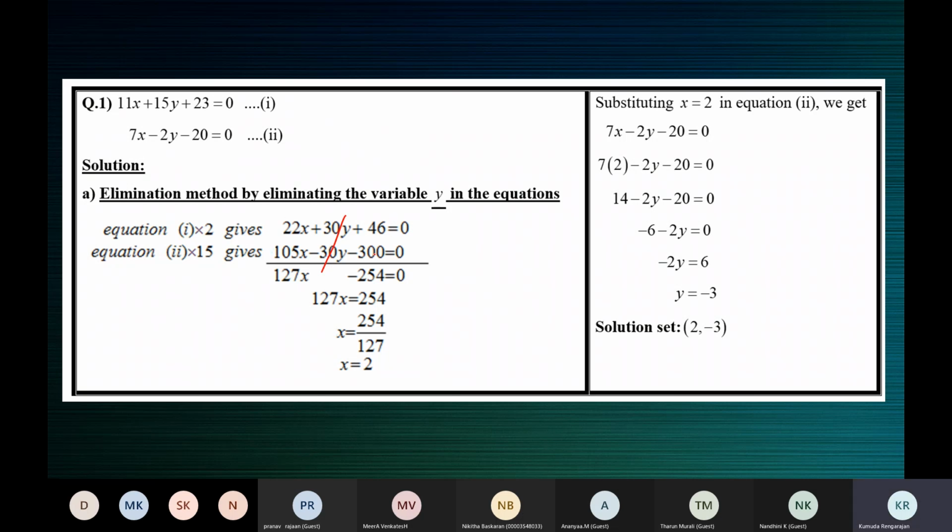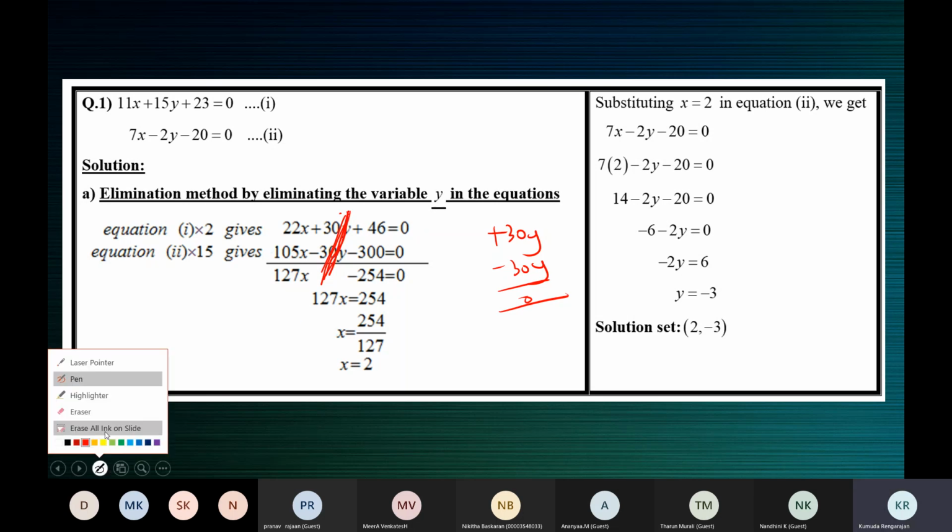Upon writing the equations one below the other, you can see that plus 30y minus 30y will get cancelled. Why? Because plus 30y minus 30y is 0. That means you've eliminated the variable y. It gets cancelled. You can just slash it like this.